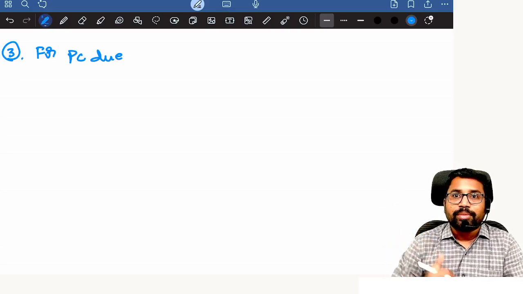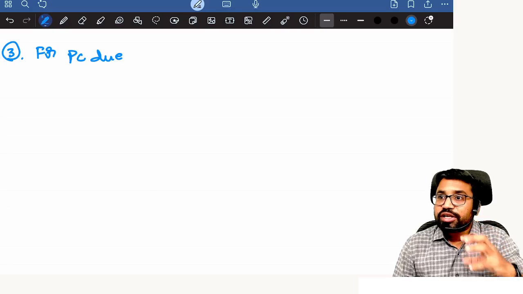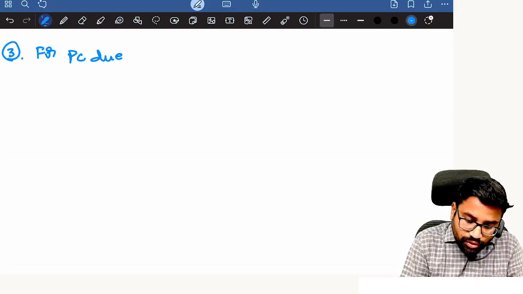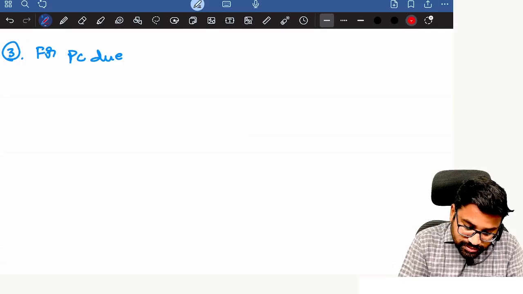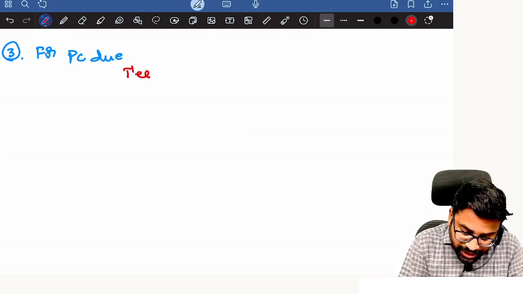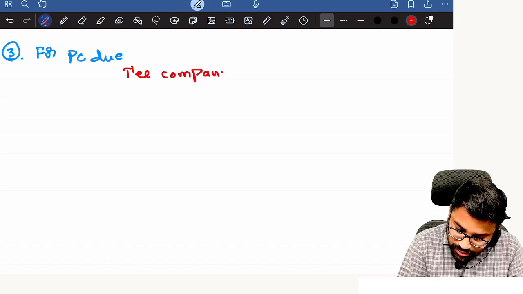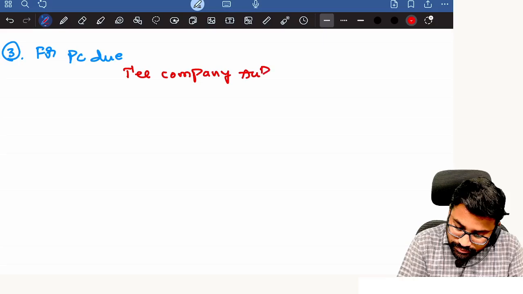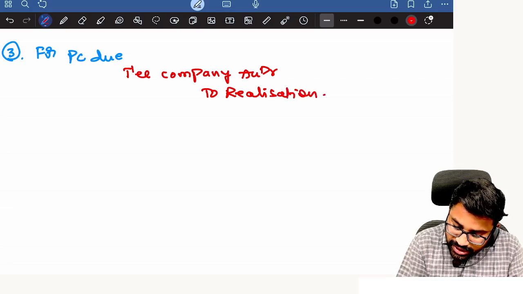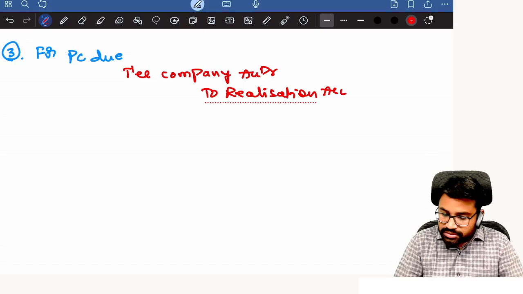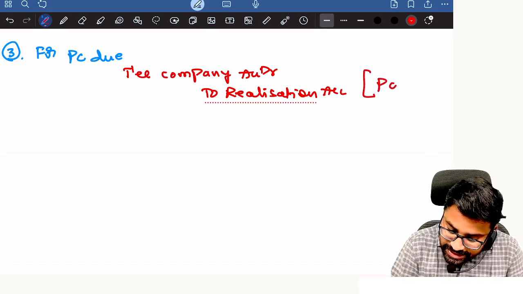Their account will be debited. This is a due entry, not a receipt entry. So therefore, what will we debit? Transferee company account will be debited. So transferee company account debit to realization account. The entire purchase consideration will be credited to realization account. So at what value? PC.